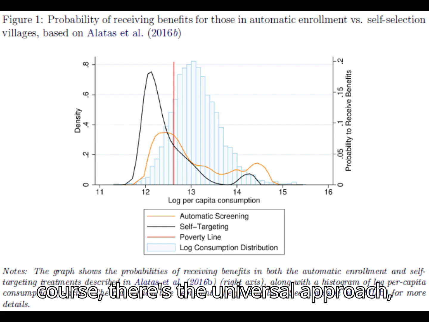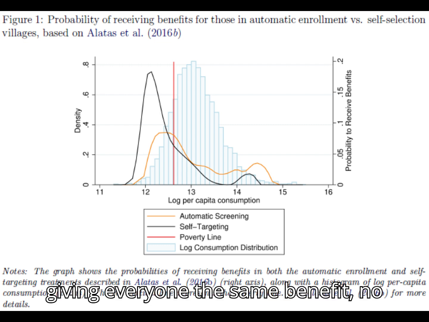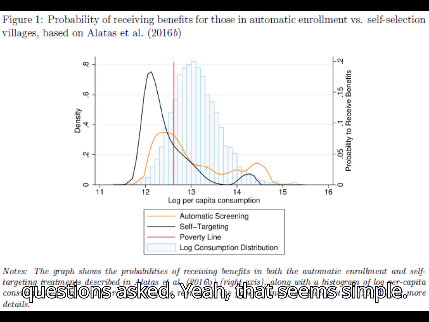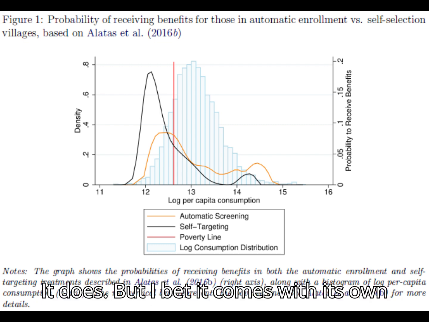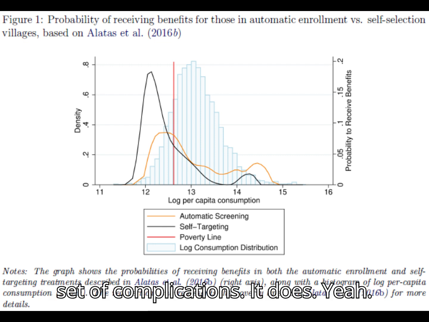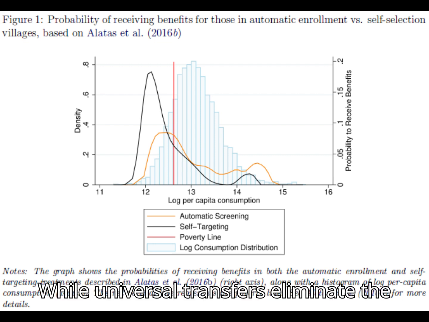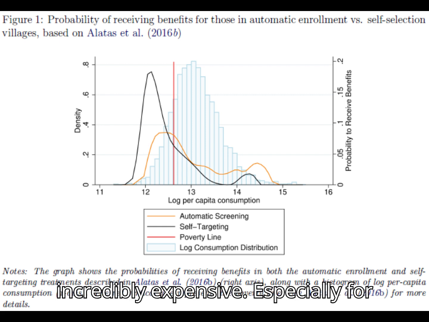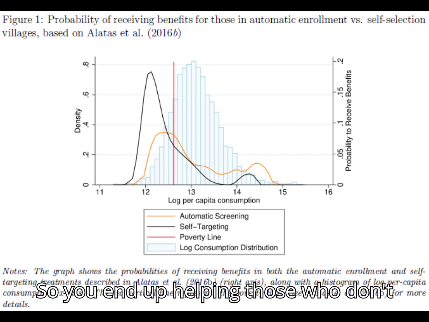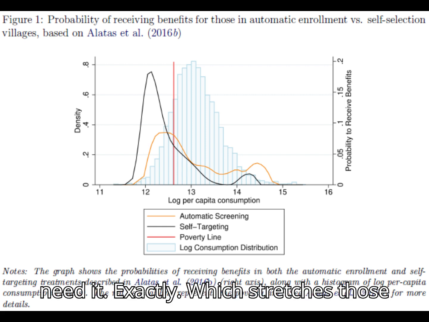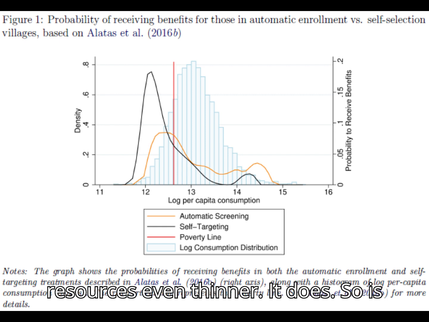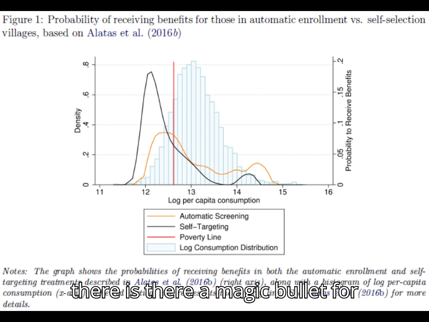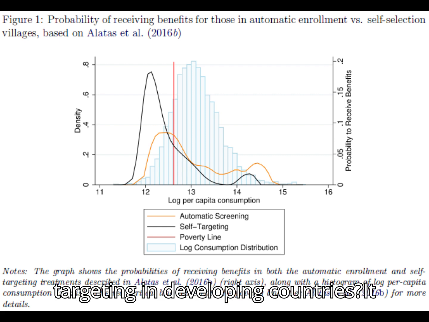Of course, there's the universal approach, giving everyone the same benefit, no questions asked. That seems simple, but I bet it comes with its own set of complications. It does. While universal transfers eliminate the entire targeting problem, they can be incredibly expensive, especially for countries with limited resources. So you end up helping those who don't need it, which stretches those resources even thinner. So is there a magic bullet for targeting in developing countries?